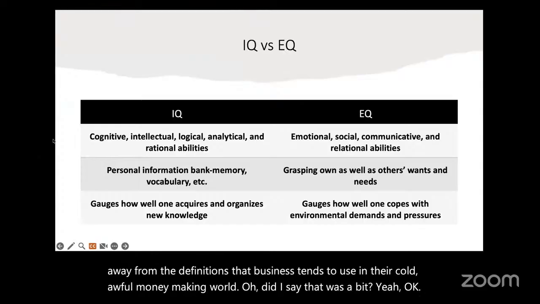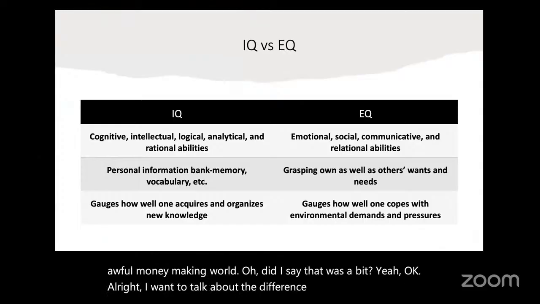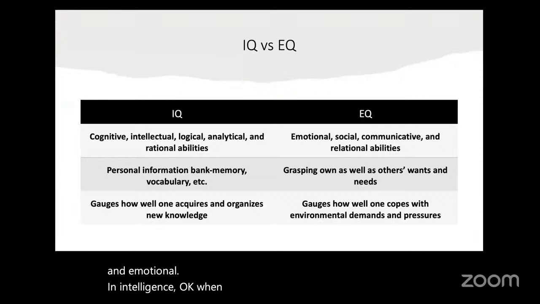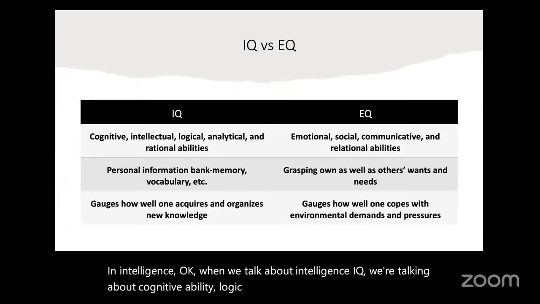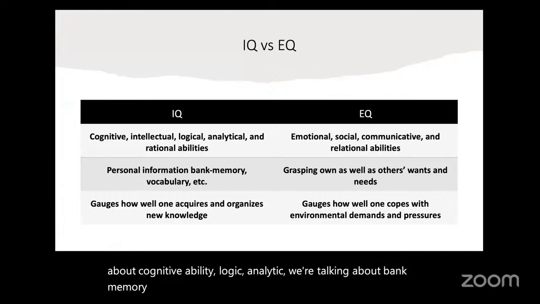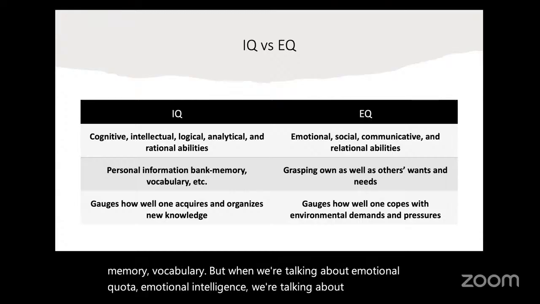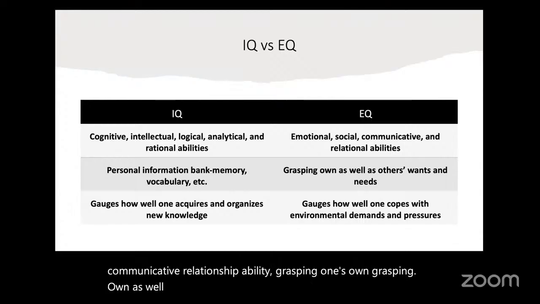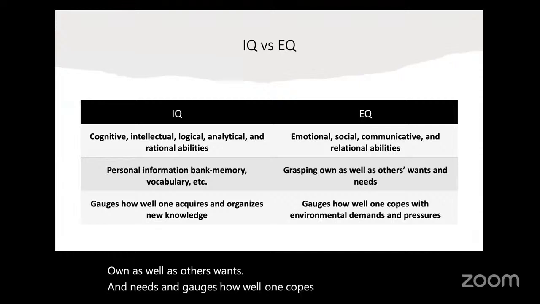All right, I want to talk about the difference between intelligence and emotional intelligence. When we talk about intelligence, IQ, we're talking about cognitive ability, logic, analytic ability, rote memory, vocabulary. But when we're talking about emotional intelligence, we're talking about social, communicative, relationship ability, grasping one's own as well as others' wants and needs, and gauging how well one copes with environmental demands and pressures.